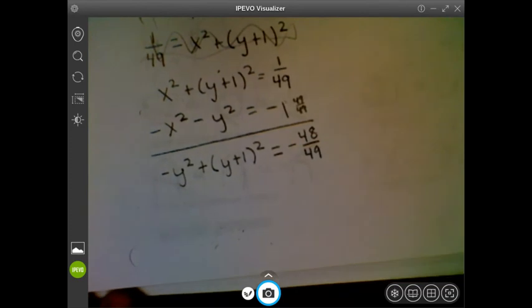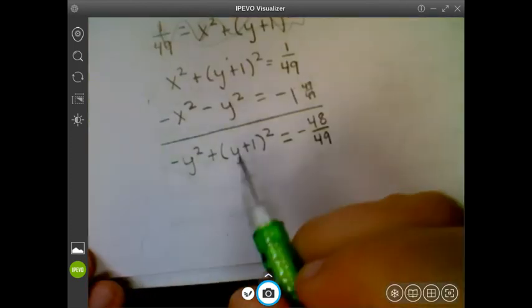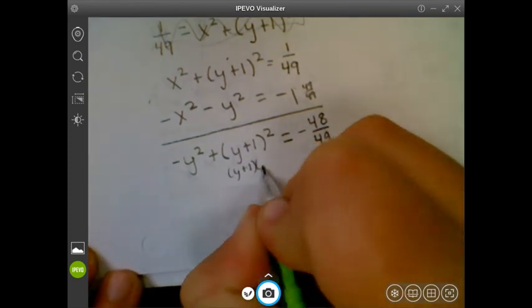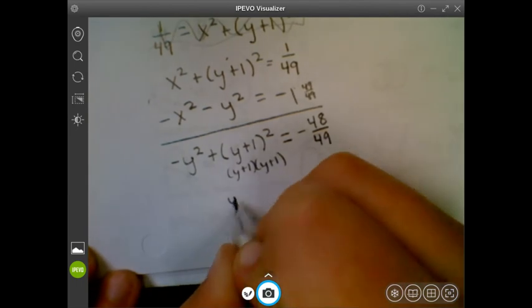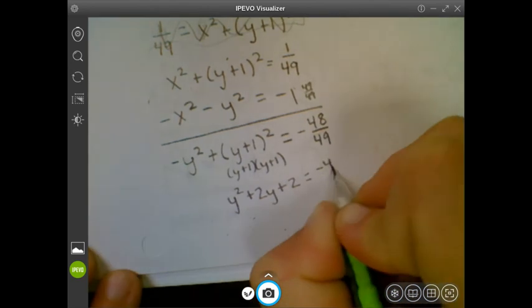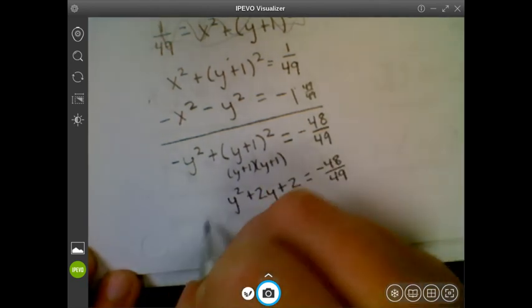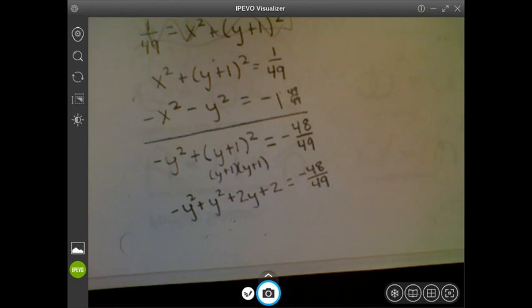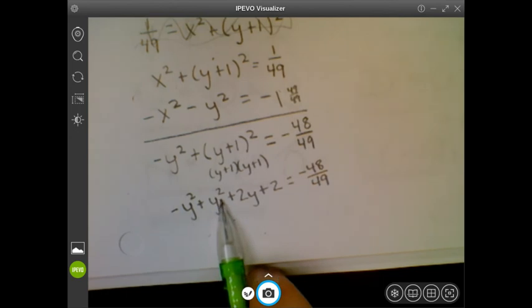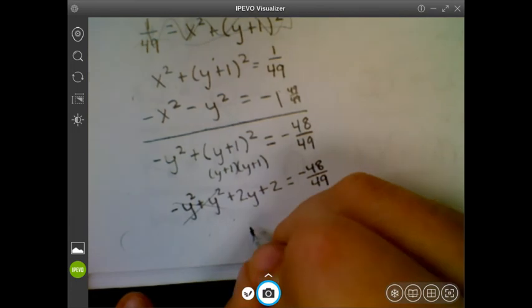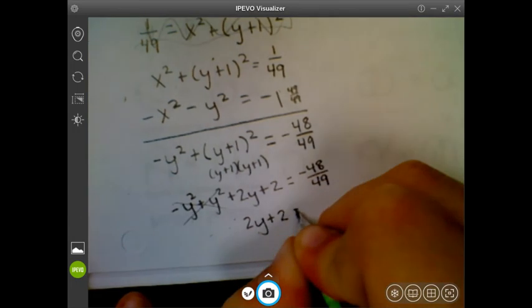All right, I'm going to work on this side and see what happens. Specifically, I'm going to distribute here. y plus 1 times y plus 1 gives me y squared plus 2y plus 1, equals negative 48 over 49. I also have that minus y squared from the front that I bring down as well. Some good news is happening here: negative y squared plus y squared means the y squareds go away and simplify to 0. So we're just working with 2y plus 2 equals this fraction.